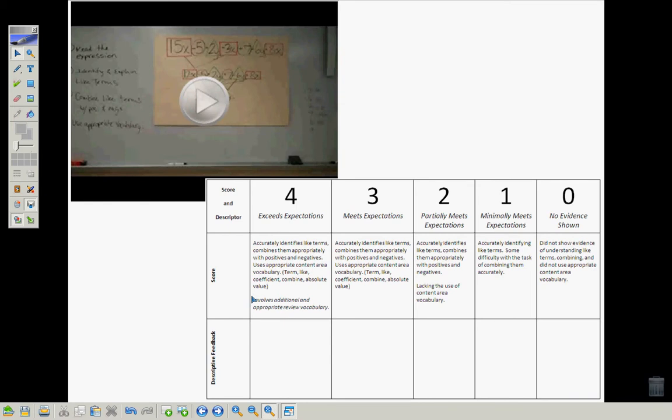To go above and beyond that, to exceed expectations, you would need to involve additional and appropriate review vocabulary. So, if you want to go beyond, you have to think back to previous chapters and previous topics and fold in some review vocabulary as well. So let's watch this and we'll see. I may pause to discuss some things or point out some things, but here we go.